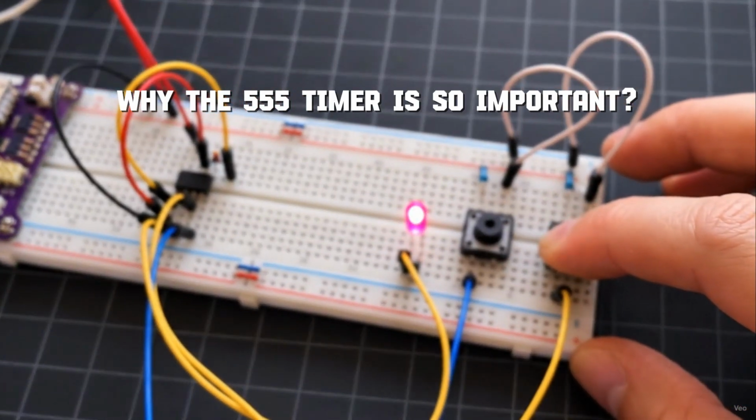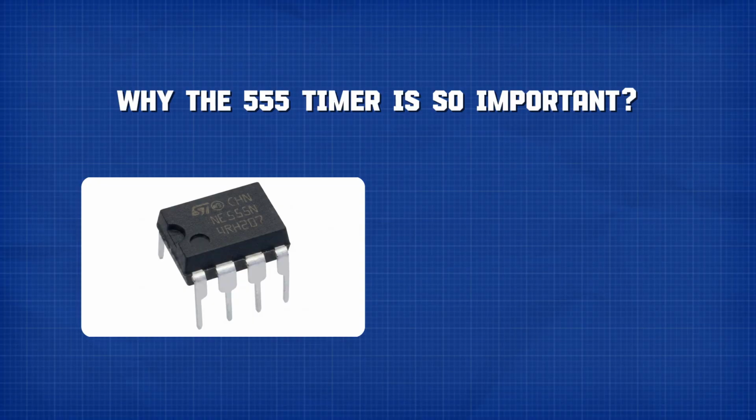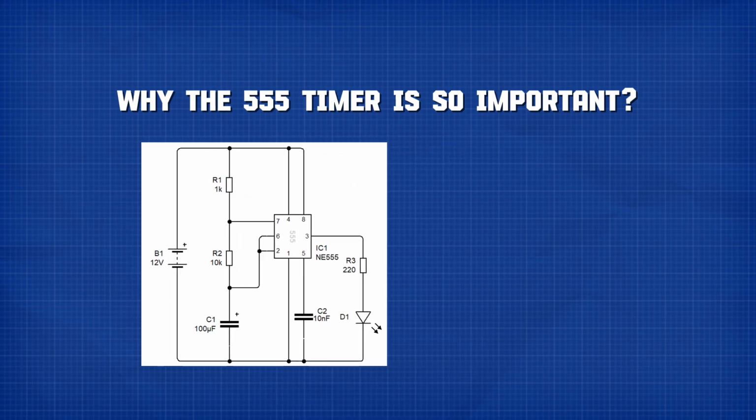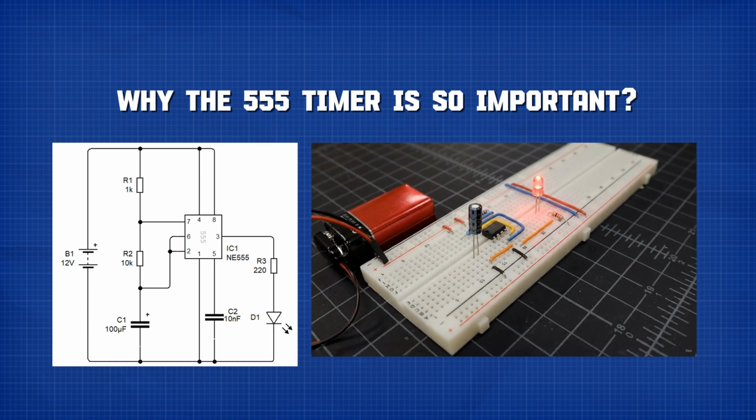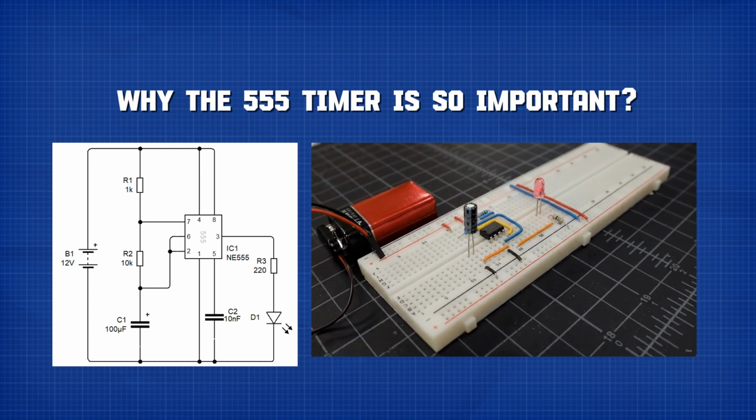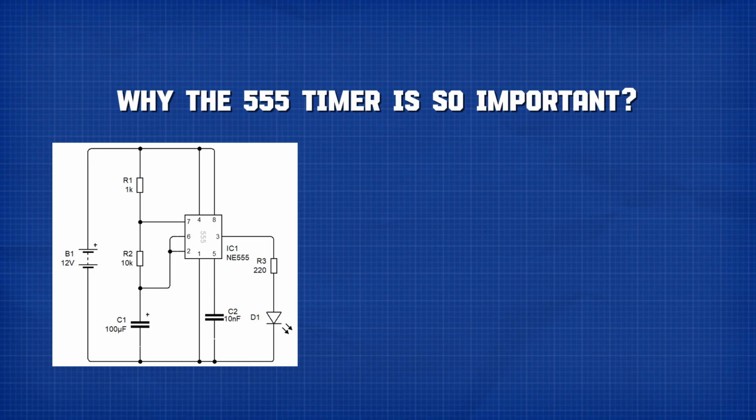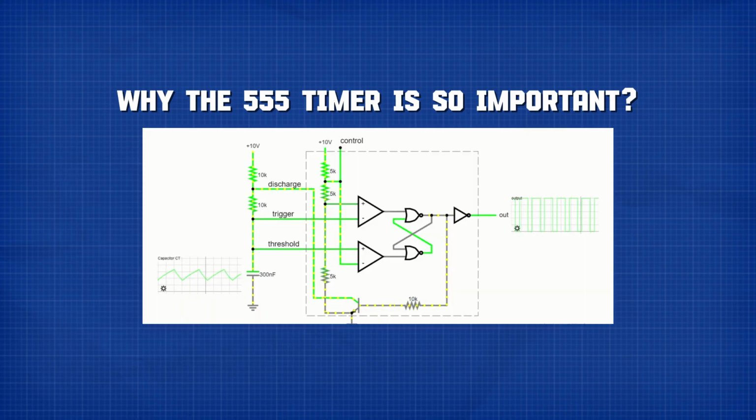That is why it is useful. With only a few components, you can decide the timing of your circuit. If you want an LED to blink slowly, you can do that. If you want it to blink fast, you can do that too. If you want a relay to turn on after a short delay, the 555 timer can help you do it. And if you want to generate pulses for switching a MOSFET, the 555 timer can also do that.